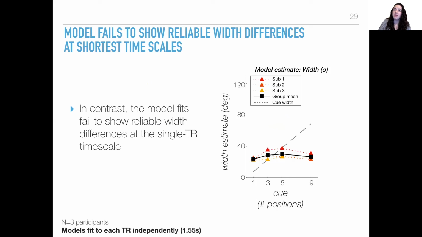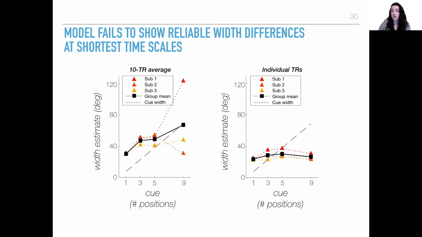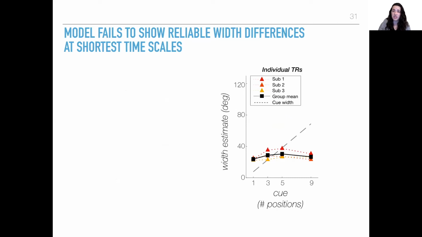When we look at the median width estimates separated by width condition, we see much smaller differences. The comparison to our 10 TR average data drives this home even more. Whereas the 10 TR average shows a clear increase in width estimates as the attentional cue widens, individual TR estimates do not show this pattern. So to explore the temporal limits further, we parametrically varied the number of TRs included in the average.